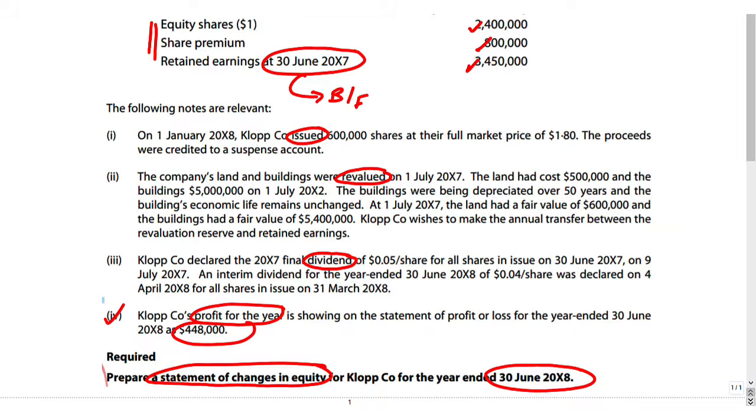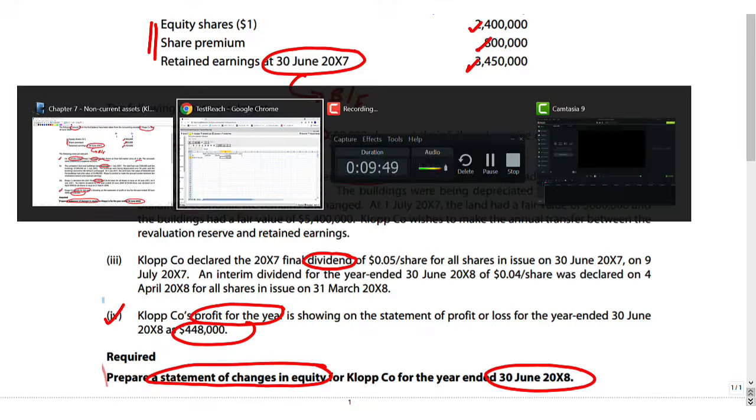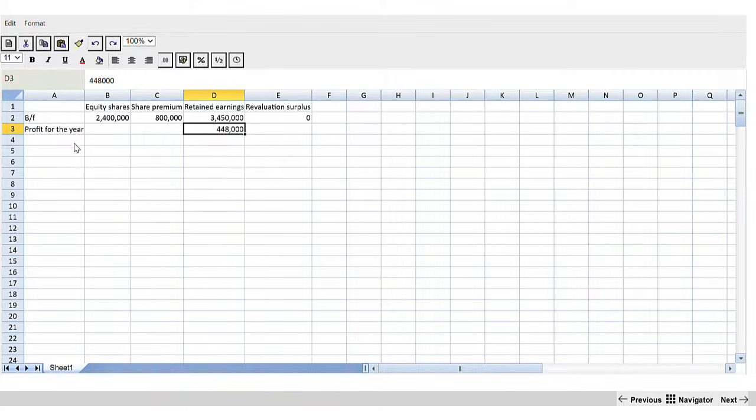The next bit that I'm going to look at is the issue of shares. You can see there, the 1st of January 20x8, so that's halfway through the year. We issued 600,000 shares at their full market price of $1.80. So what I'm going to do there is my share issue, 600,000. Again, you tap the comma in, it will put it in automatically for you.